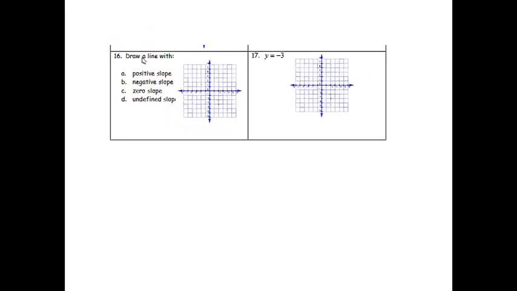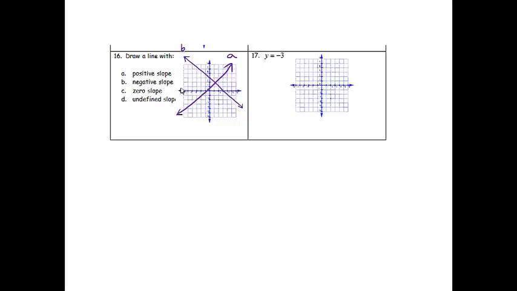Okay, 16. Draw a line with A positive slope, B negative slope, C 0 slope, and D undefined slope. So for A, I can draw any line as long as it has a positive slope. So starting at the left, going to the right, it needs to go up. And let's label that as A. Then I need a negative slope, same thing, but it's going to go down. So that would be B.